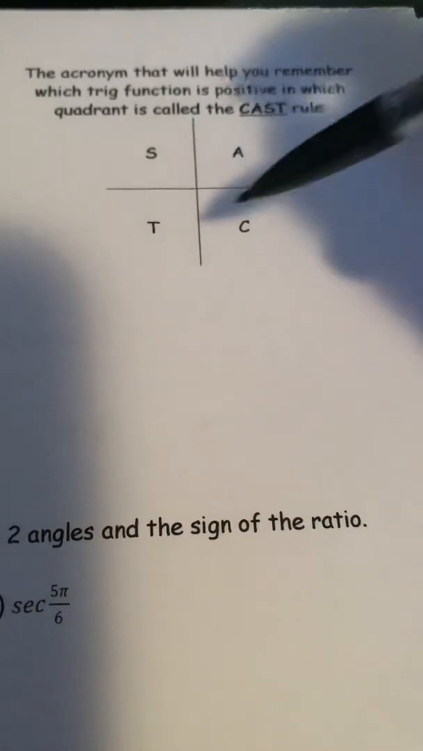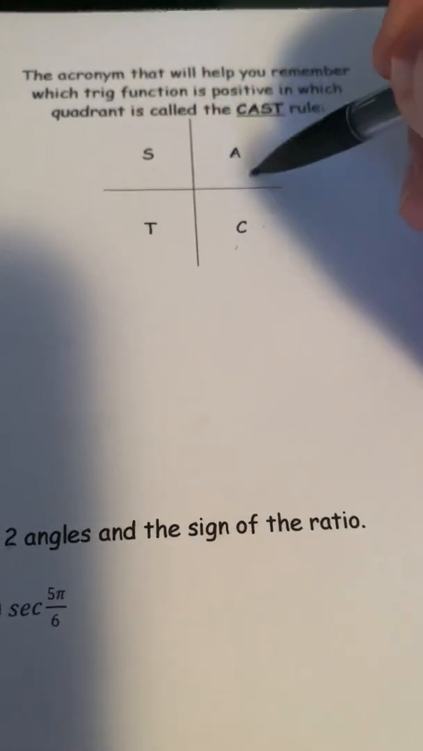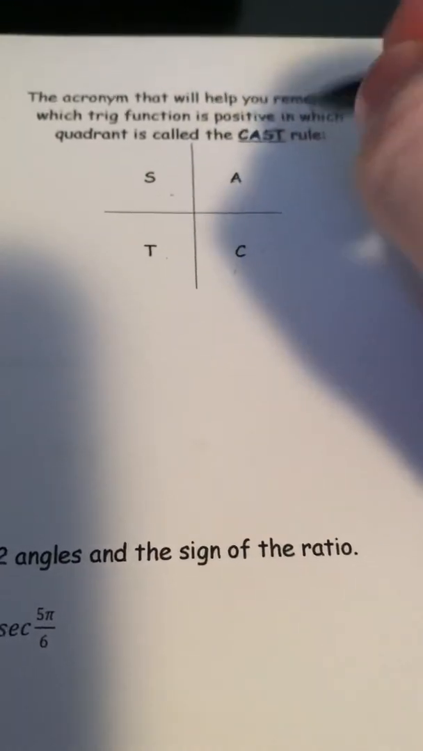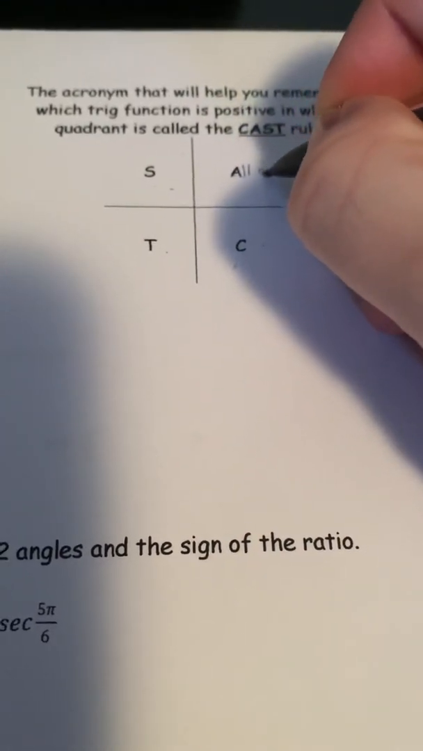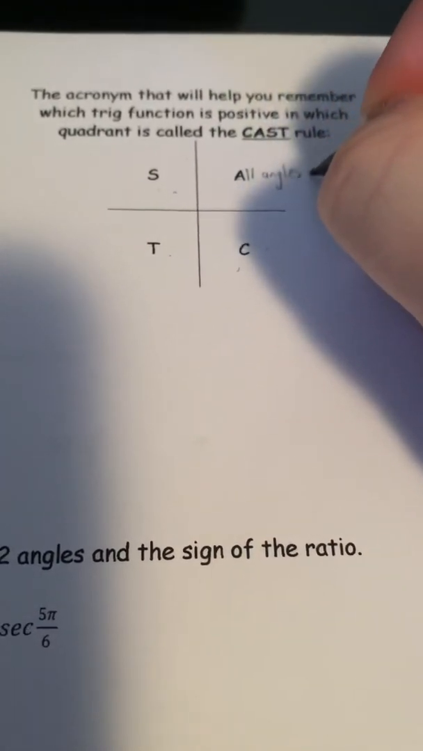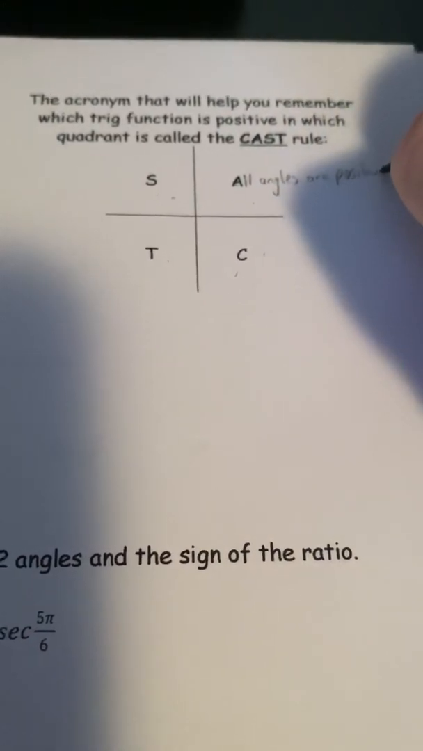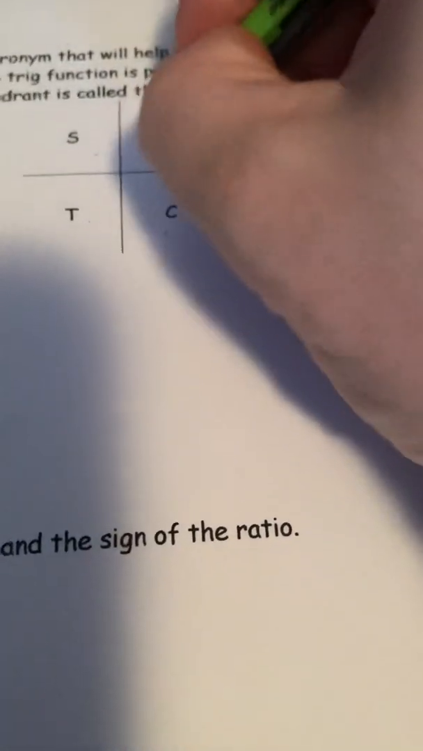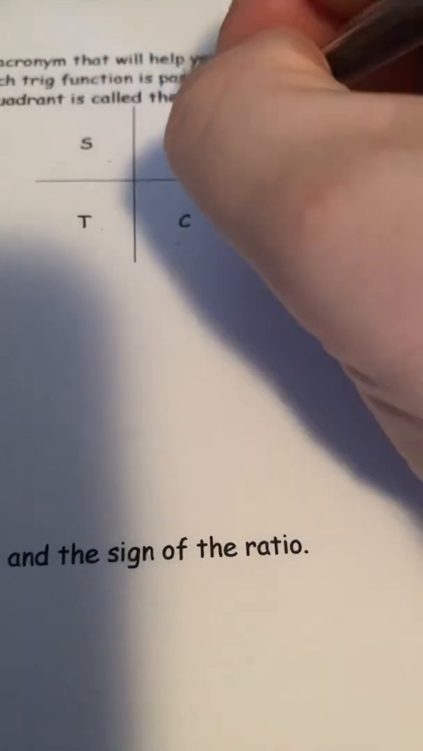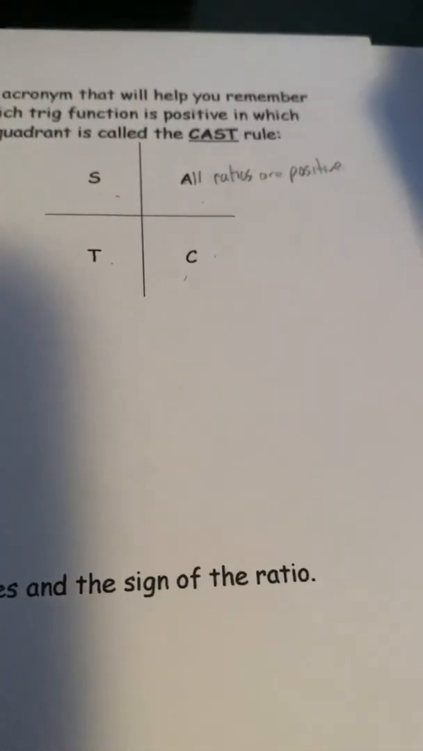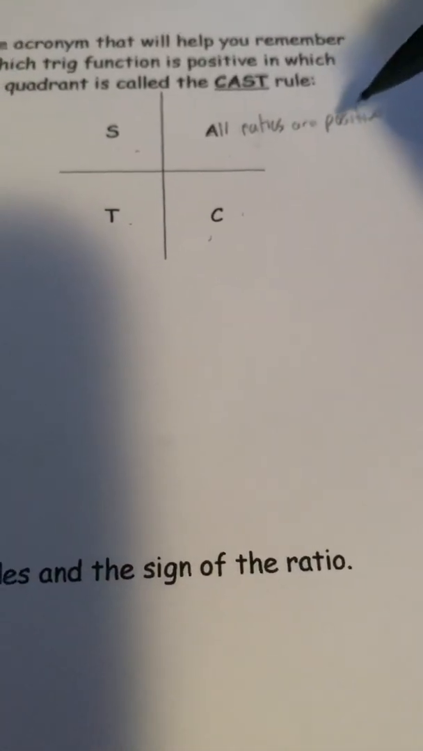So the CAST rule, so we have C-A-S-T. Okay, so the A represents, in this quadrant, all trig ratios are positive. That means sine, cos, and tan are positive in this quadrant.